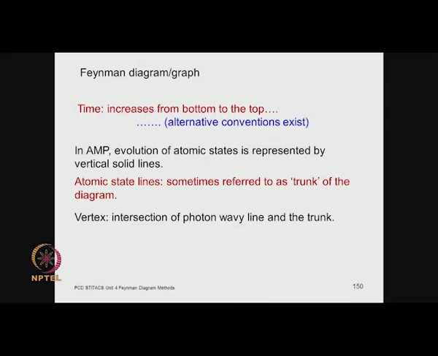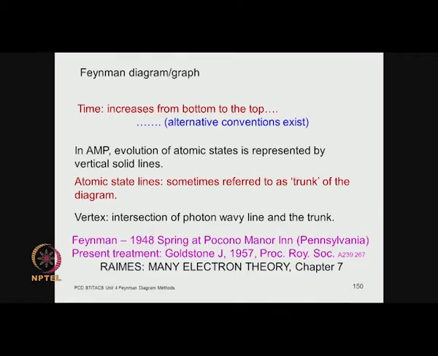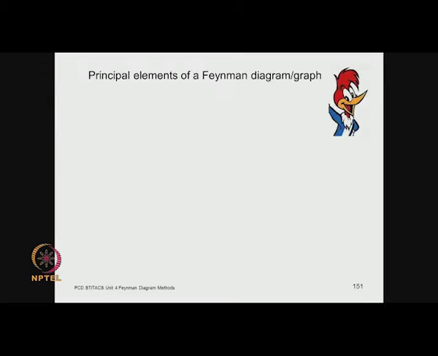So, you can again use different conventions. We will use the wiggly line, and then it is the intersection of the photon wiggly line with the trunk, which are the atomic state lines. So, these are the conventions, and this was introduced by Feynman at the Pocono Manor Inn. It is a lovely mountain range in the state of Pennsylvania, and we will follow the notation and the diagrams as discussed in the book by Lindgren, Many Electron Theory, in chapter 7. Okay? So, you can refer to this source for further reading.